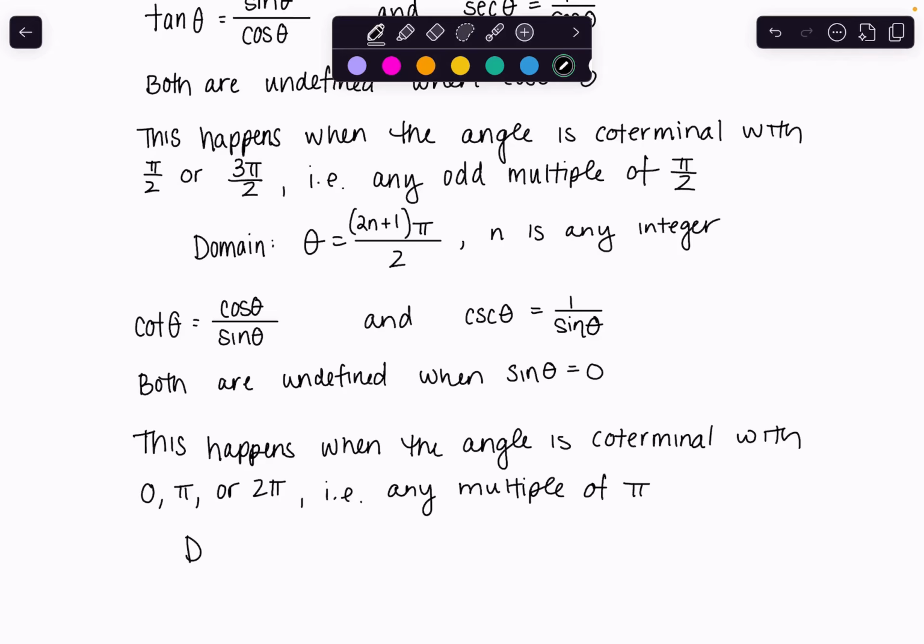So the domain is much easier to write for this one. It's any multiple of pi. That is going to be when our function is undefined. So n pi, where n is any integer.